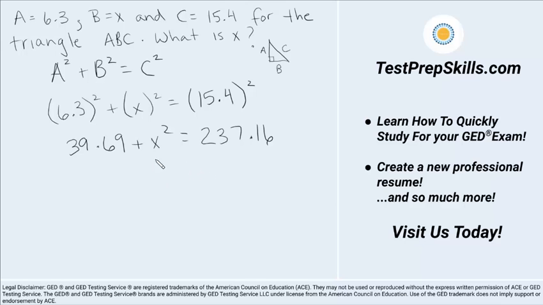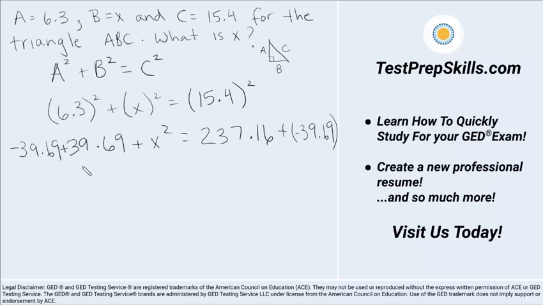Okay, so what we're going to need to do is isolate our x and solve for it. We need to know what the x is equal to, and that's what the question asks, right? So the first thing we're going to do is move this 39.69 from the left-hand side to the right-hand side of our equation. So we need to do the opposite action. Here, this is a positive 39.69, so we're going to add a negative 39.69. Those two will cancel, but we need to do that on both sides of our equation. So we're adding a negative 39.69.